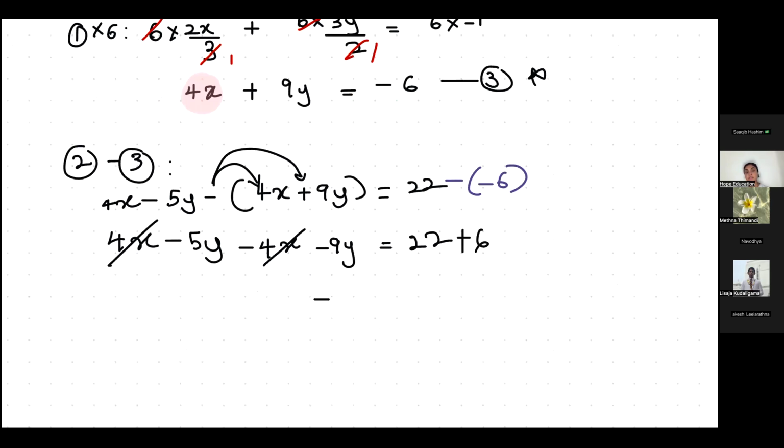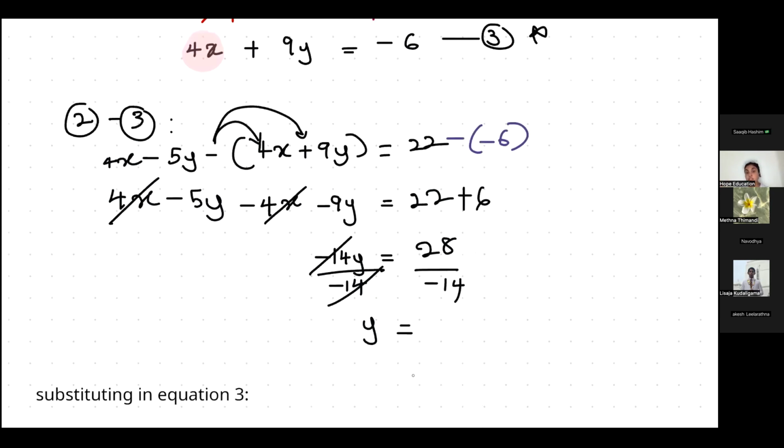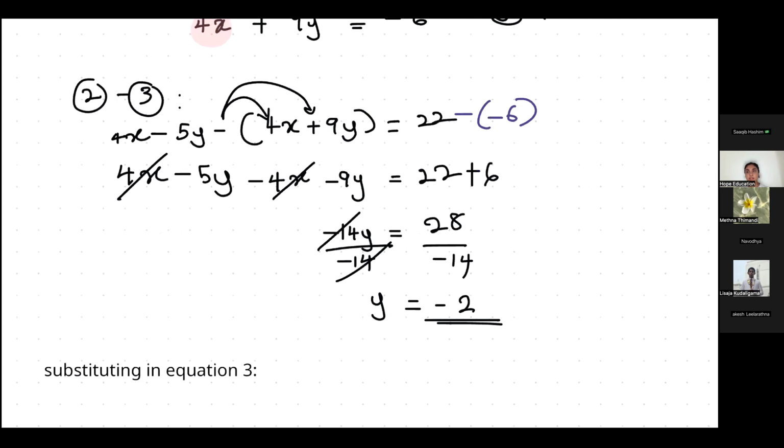So we have minus 14y. 22 plus 6 is 28. So divide both sides. Now it becomes much easier, no? Minus 14, minus 14 cancel. Well, y equals 28 divided by minus 14, which is minus 2. Now is it clear? You may have gotten this answer already, no?